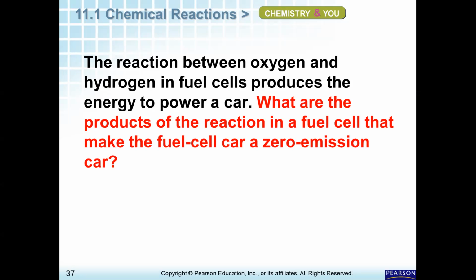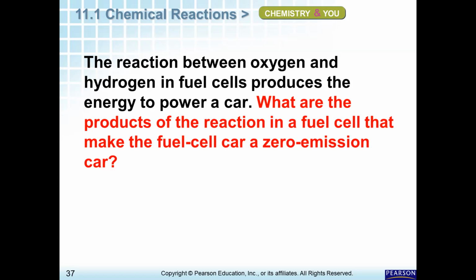One of the things that we learn in chapter 12 is how to interpret a chemical equation, meaning how to read it. When you read it the way I read it, which is 2 moles of hydrogen reacts with 1 mole of oxygen to produce 2 moles of water, that's what we do. Okay, this is a good question. The reaction between oxygen and hydrogen in a fuel cell produces energy to power a car. What are the products of the reaction in a fuel cell that make the fuel cell a zero-emission car?